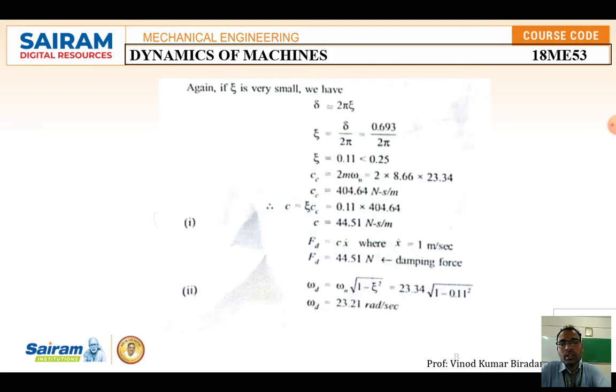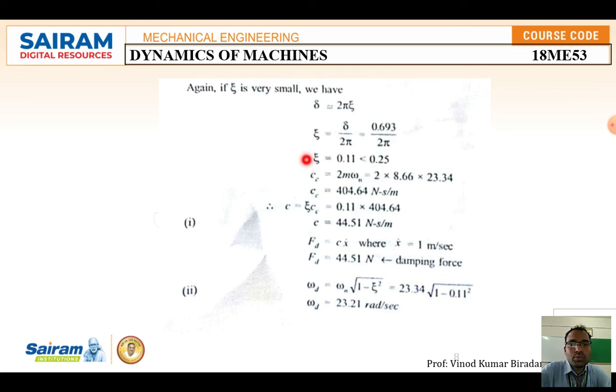Again, in this system, if you consider zeta to be very small, then the equation becomes delta is equal to 2 pi zeta. We calculated the delta value, so zeta is equal to delta by 2 pi. Substituting the delta value, you get zeta is equal to 0.11, which is lesser than 0.25, so this system is called an underdamped system. Lesser than means underdamped system.